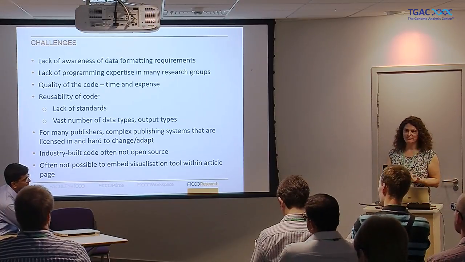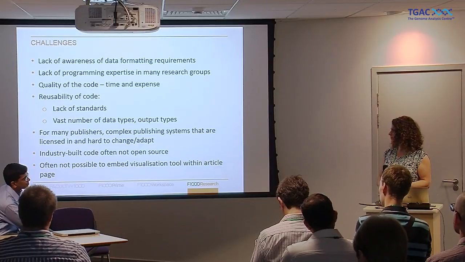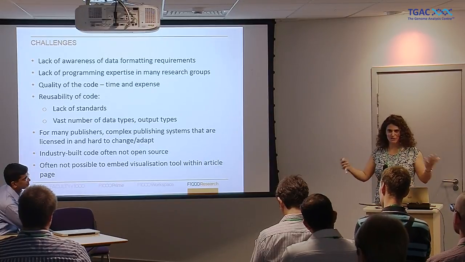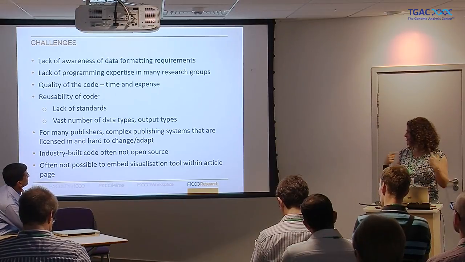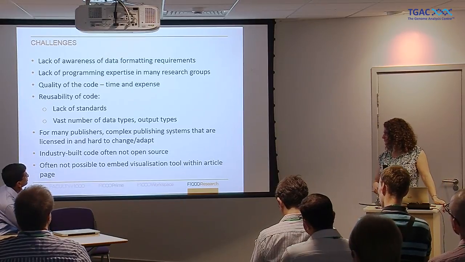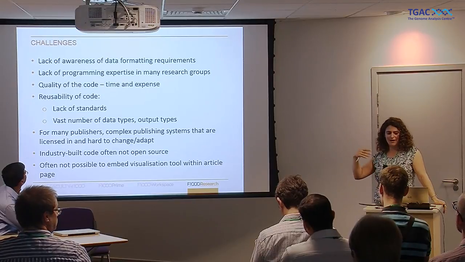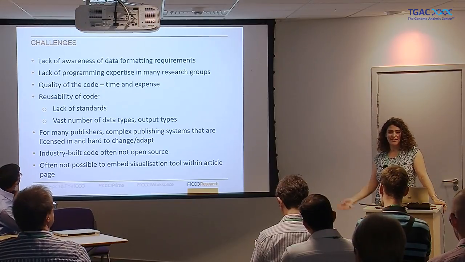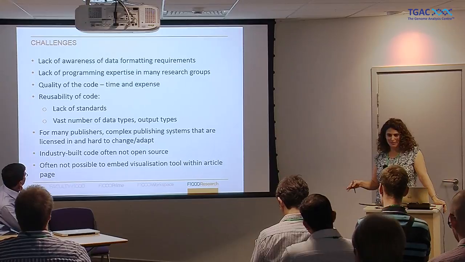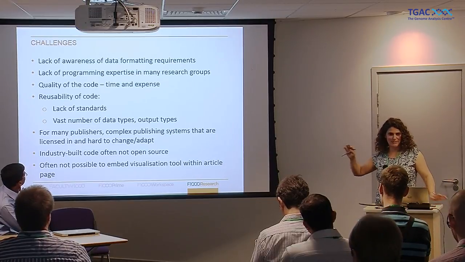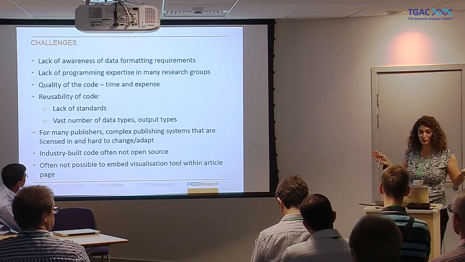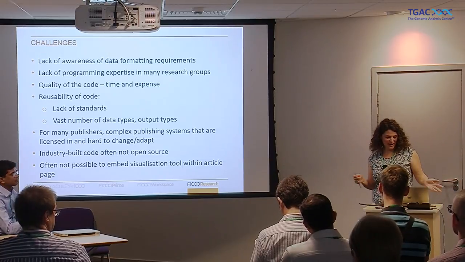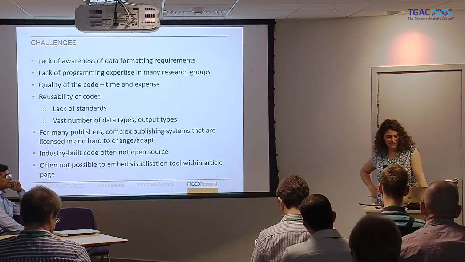And one of the issues is there's a lack of standards in a lot of places. There's also a vast number of data types, and a vast number of different things that you want to do with it, and so it does cause a problem. For a lot of publishers, they have complex publishing systems that are licensed in, and it makes it incredibly hard for them to adjust and adapt those platforms. We're incredibly lucky that we built our own, so we can do what we want when we want, but that's not very often the case.